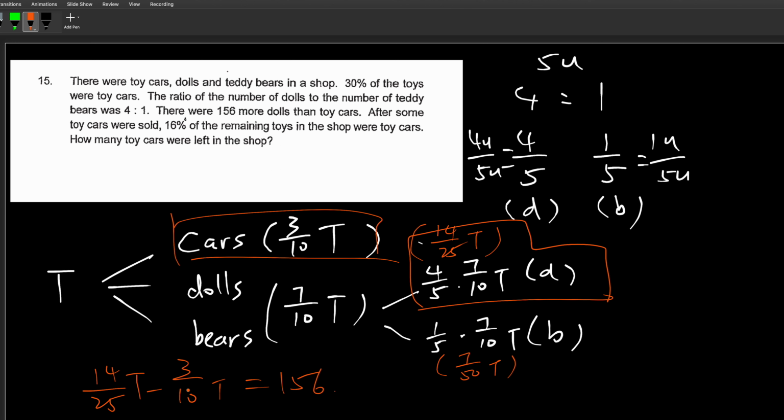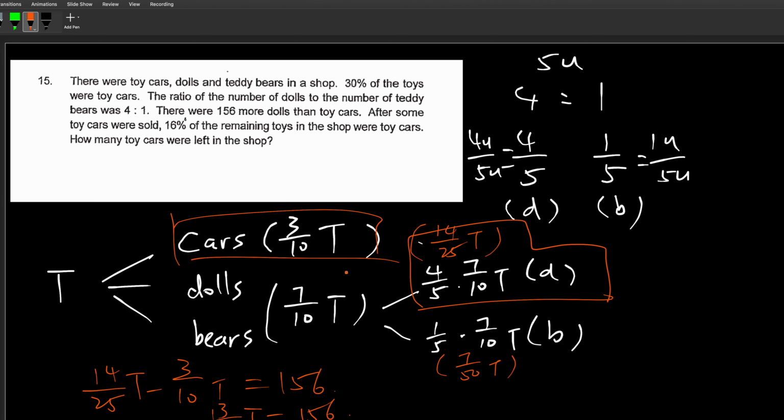So what do you get for the left hand side here? 19? Where's 19? It's 14, right? Yeah, no 19. Where's the 19? Right. Yes, just plain chunks. 13 out of 50. 13 out of 50T is equal to 156, right?